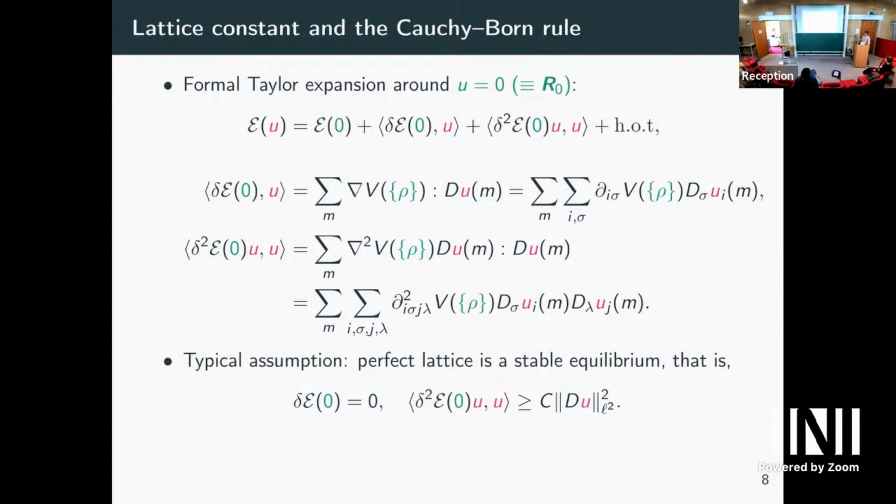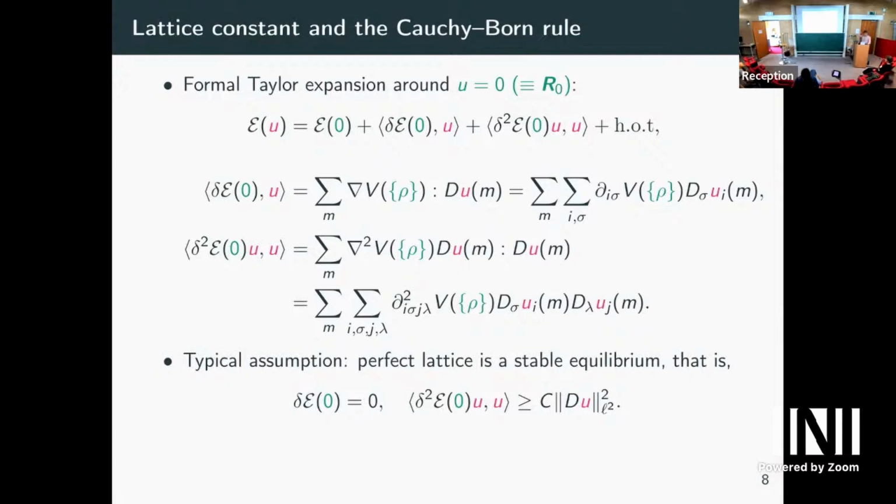And the typical assumption is that the potential that you use to model this material has to admit this perfect lattice as a stable equilibrium. And that means in this discrete language that first of all the perfect lattice is an equilibrium, and then, if this condition is satisfied, this is called the lattice stability assumption. And bear in mind that since V can potentially be extremely complicated, it's a very non-convex problem. So even verifying that this assumption holds is an extremely difficult problem.